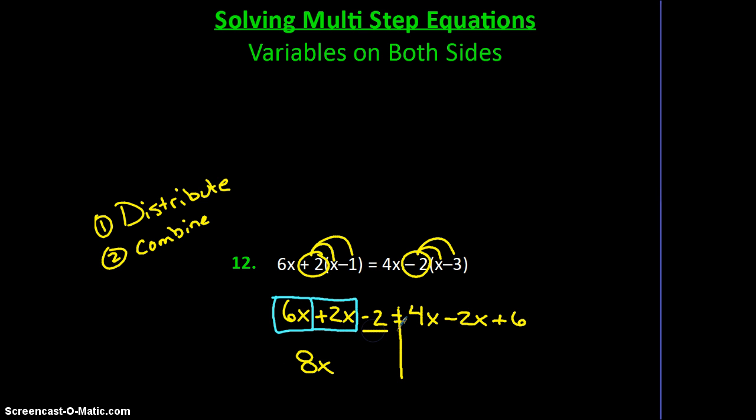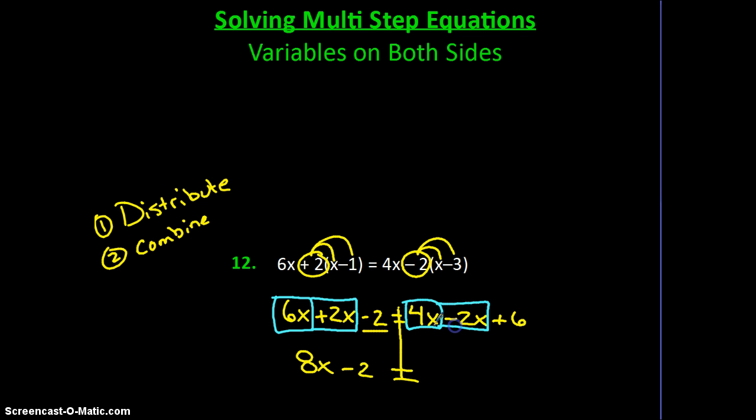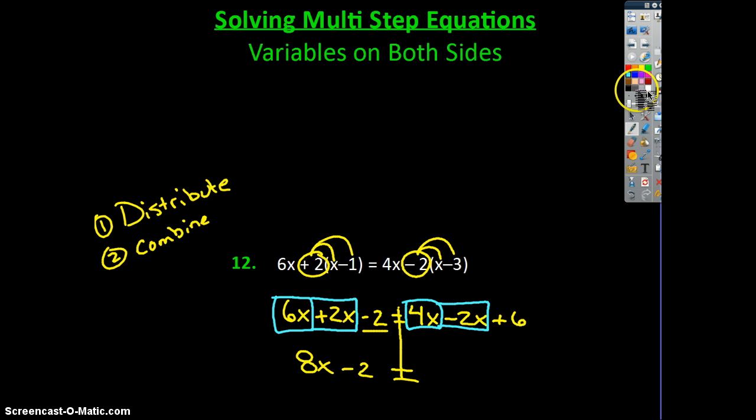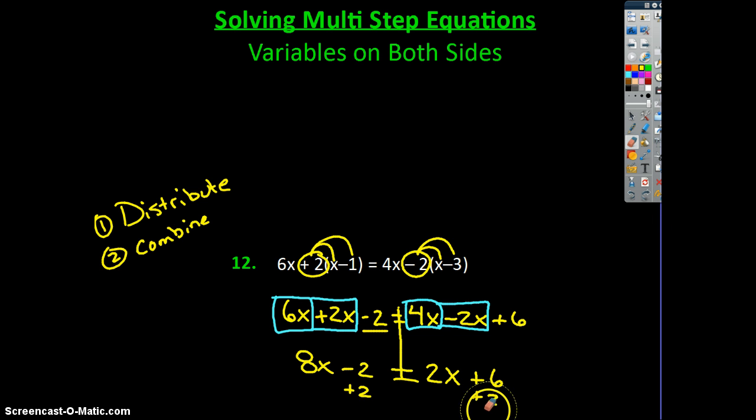6x and positive 2x actually gives us positive 8x. Now, the minus 2 was unchanged, so just drop that down. And that's equal to, again we have like terms with the 4x and the negative 2x, which actually gives us a positive 2x. And again, this 6, unchanged, drop it on in. Okay, from here, I actually made a little mistake in there.